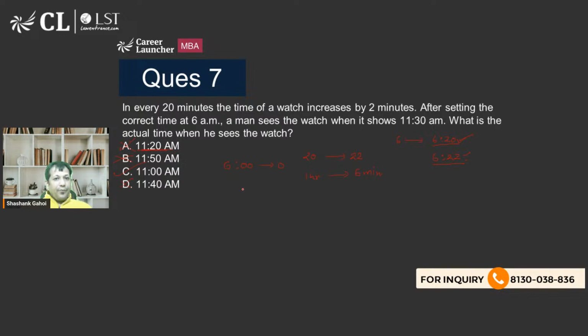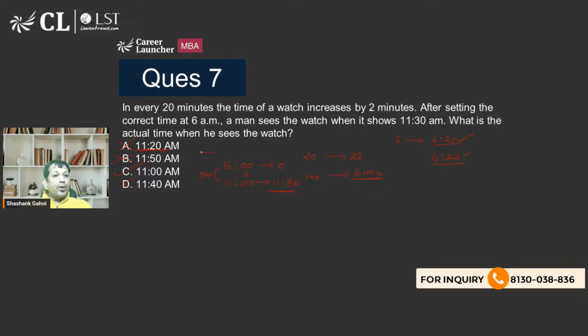So if you want to solve it, how can you do it? From 6 o'clock to 11 o'clock we have 5 hours, right? Now, in 1 hour, the clock gains 6 minutes. So in 5 hours, the clock is going to gain 30 minutes. So when the time actually becomes 11 o'clock, the clock is going to show the time of 11:30. And that is how we can get the answer.